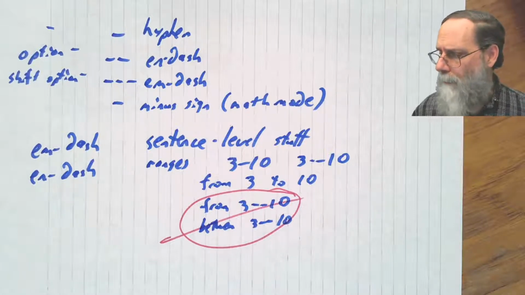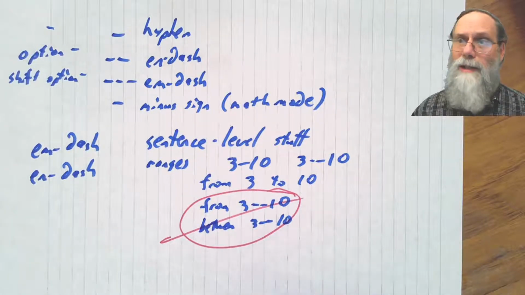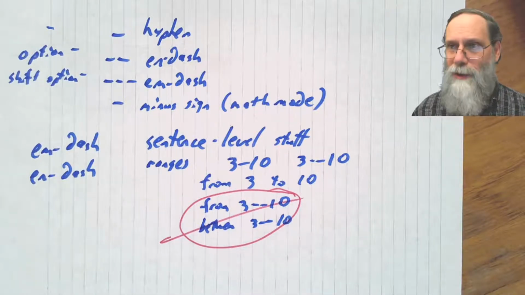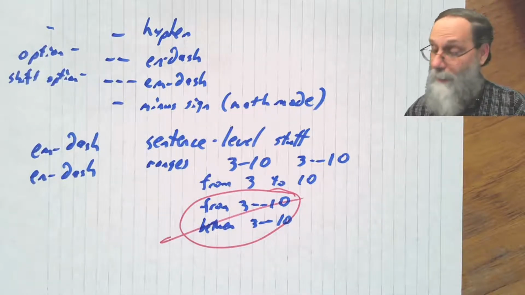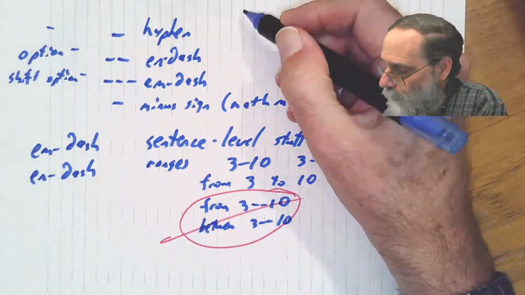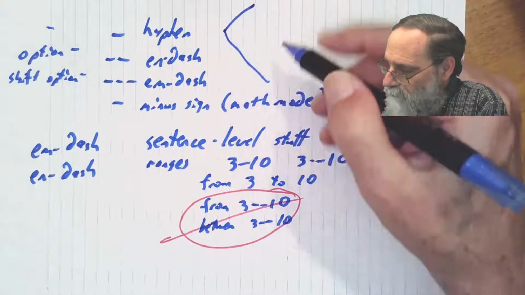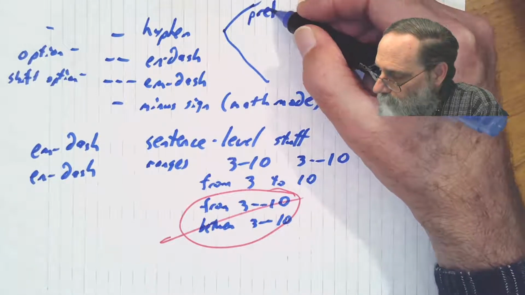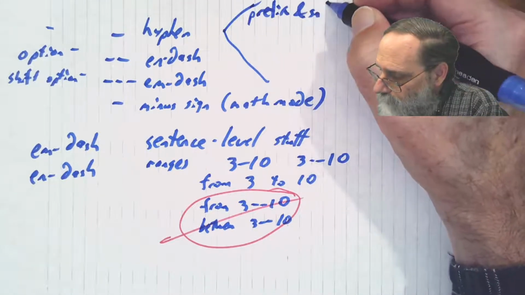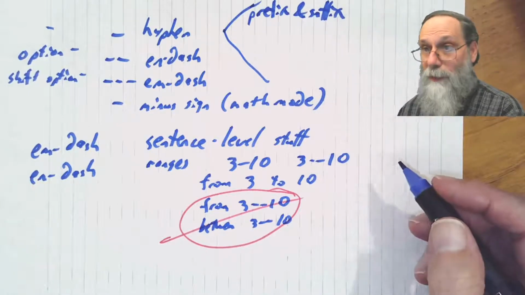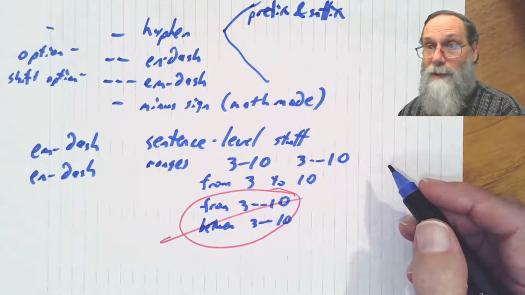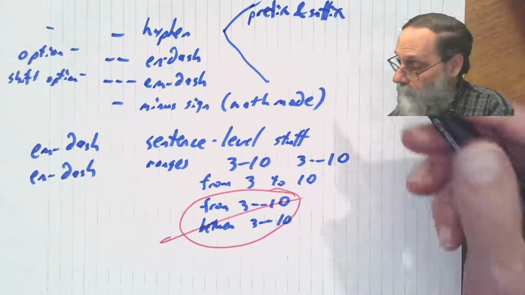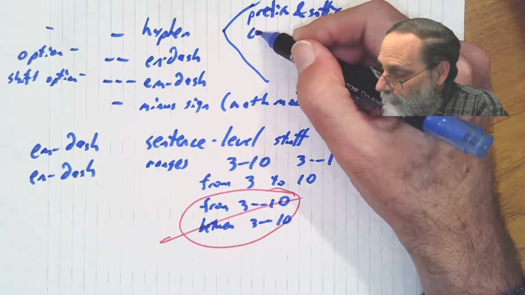Okay, so we've talked about minus signs, M-dashes, and N-dashes. They're all fairly straightforward. Hyphens have got the most uses, and so they're the most complicated. Hyphens get used for lots of different things. You get prefix and suffix. That is to say, some prefixes and some suffixes get attached with hyphens, some get attached without hyphens. We get compound nouns.